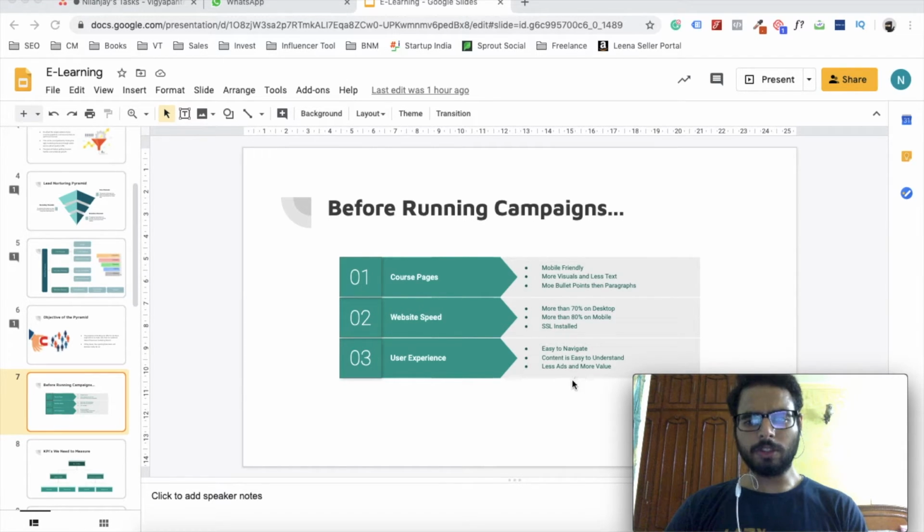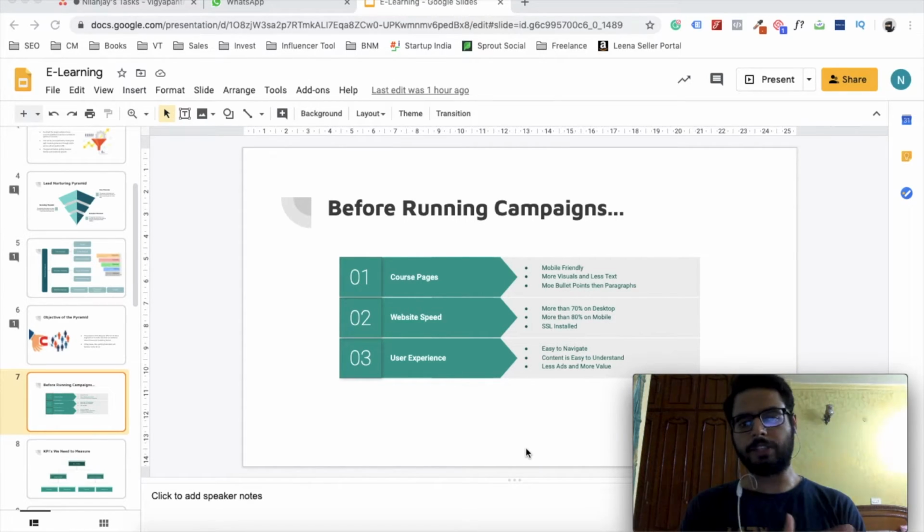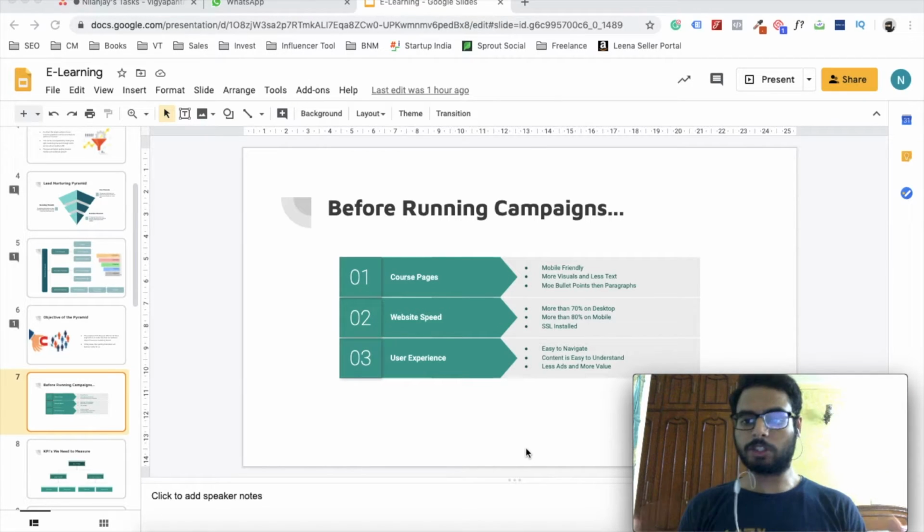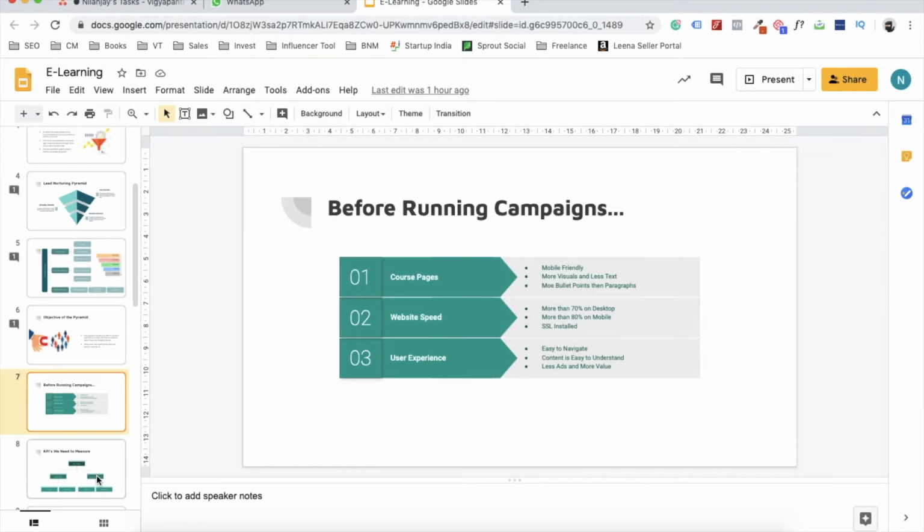So you need to tell the client the problems. The purpose of this entire slide is to tell the client that my job is to make sure that I get you the results, but before I can get the results, I need to make sure that your digital assets are in place. So I'm telling the client that we have to work as a team here to attain the marketing objectives. And now I'm stating the problems that the client already has, whether his course page is right or not, whether his website speed is right or not, whether his user experience is right or not. I'm going to do the entire audit. I'm going to tell you that we need to improve this, and then only we can start with the campaigns, right? Now, let's move on to the next slide.